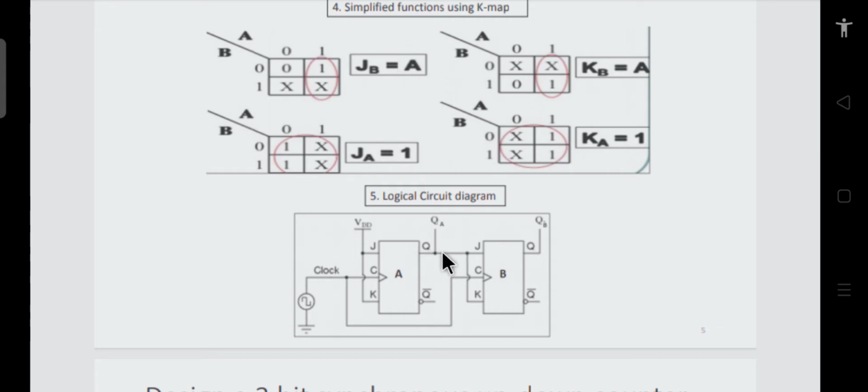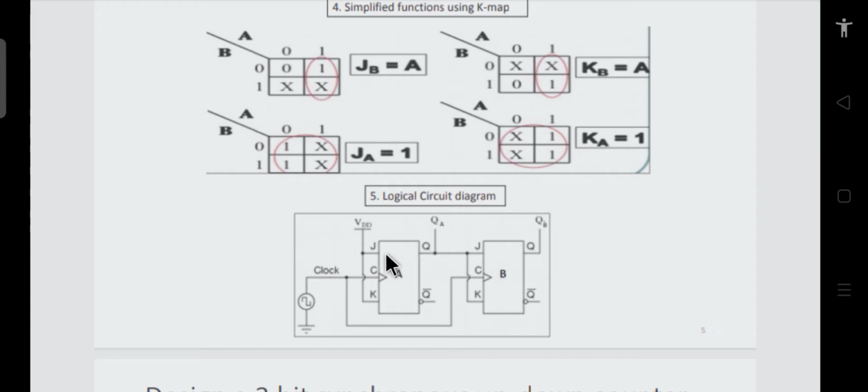So this is becoming the input for the second flip flop, which is the JB input. JB is directly connected to QA. In short, I have written it as A rather than QA. You can write it as QA as well. And this is your QB.